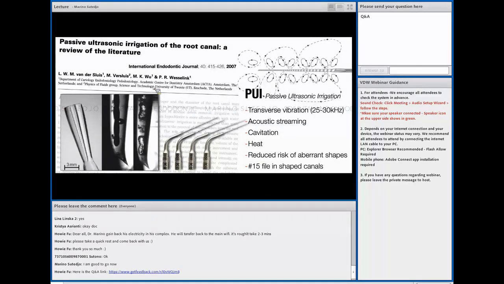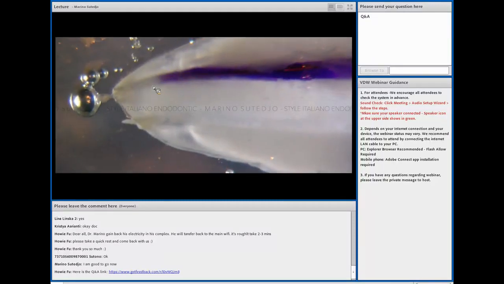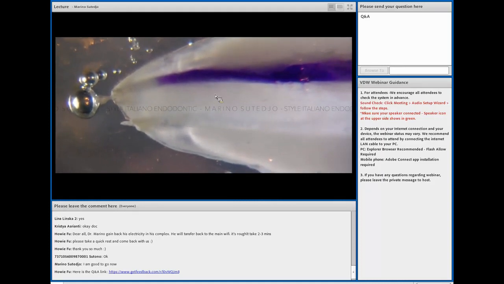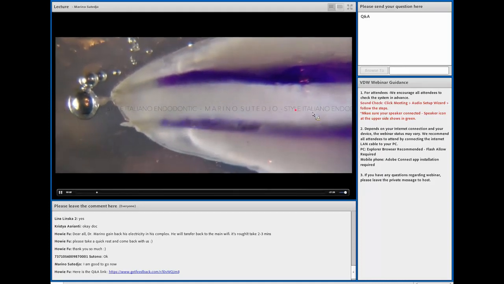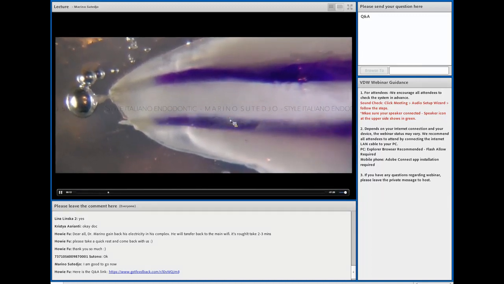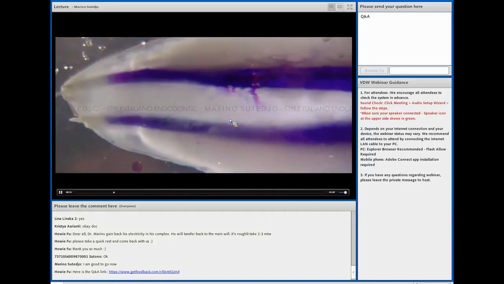What else can we use? Of course, if we want to use some technology, or if we want better predictability, we need to use our ultrasonic, because ultrasonic, as has been shown by evidence, has a tremendous effect on cleaning. You can see I put some dye in this one canal of a premolar and this one canal in a premolar, and now I'm going to use my ultrasonic tip inside the canal and try to activate.